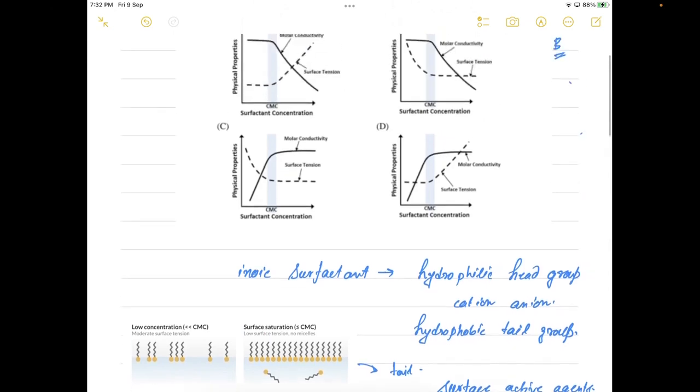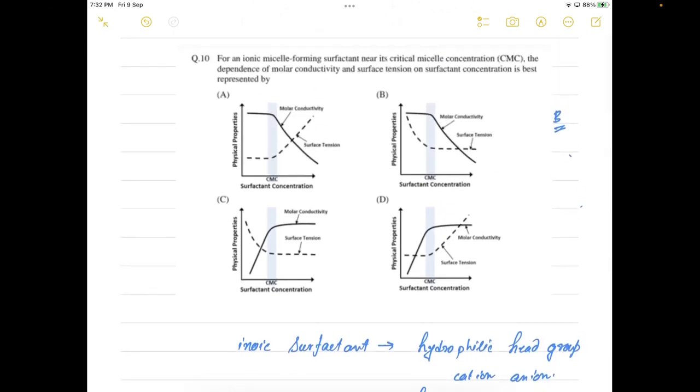So the correct option is option B. The molar conductivity first decreases little by little if we increase the surfactant concentration. Then after CMC, due to the formation of micelle type structures, the total number of charged species decreases. That's why the conductivity decreases and molar conductivity also decreases.